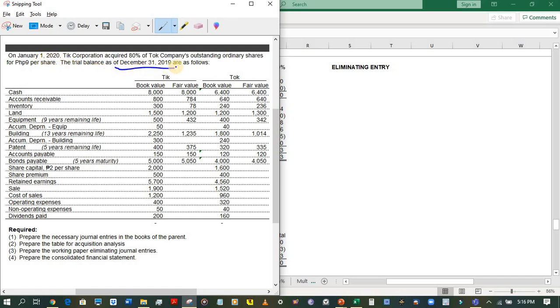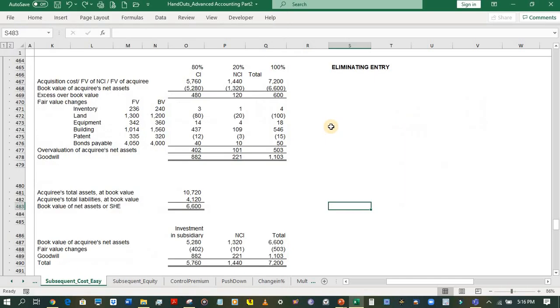But this is the correct date. It should be as of December 31, 2019. So now let's prepare the eliminating entry by eliminating the shareholders' equity of the acquiree. So starting with share capital.